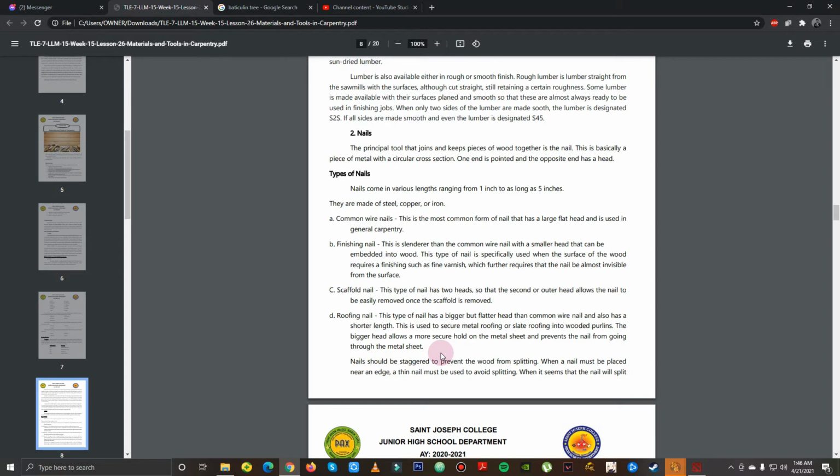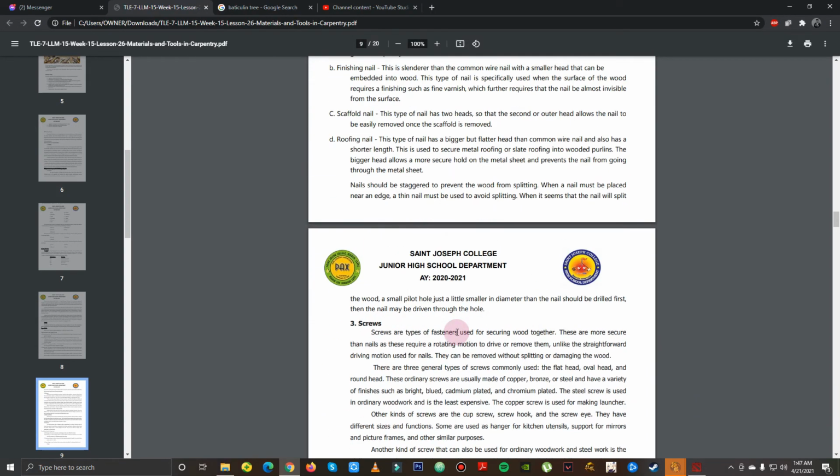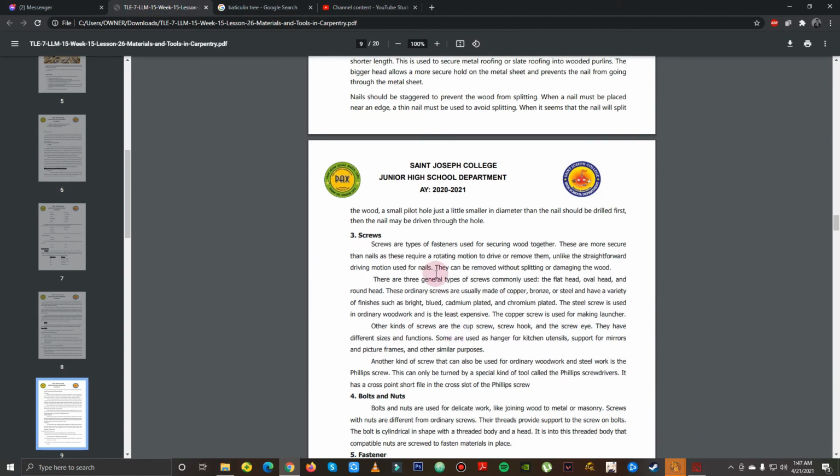Okay? Nails should be staggered to prevent the wood from splitting. Then a nail must be placed near an edge. A thin nail must be used in avoiding splitting. When it comes, that nail will split. Okay. The wood. A small pilot hole, a little smaller in diameter, should do it first.